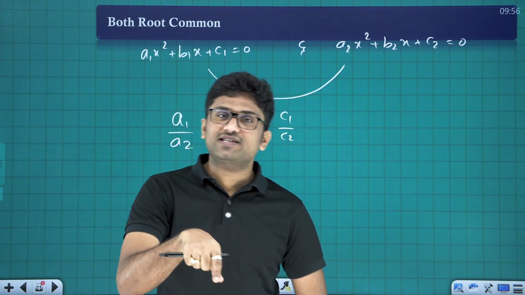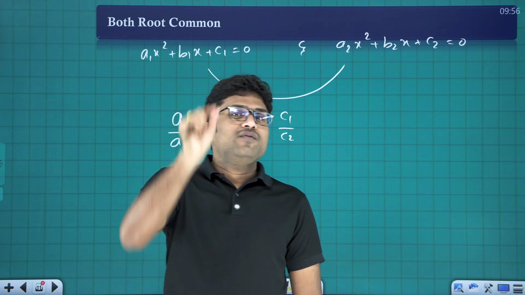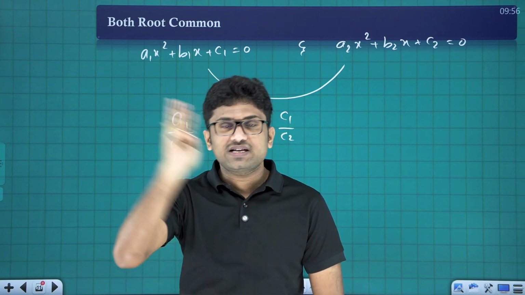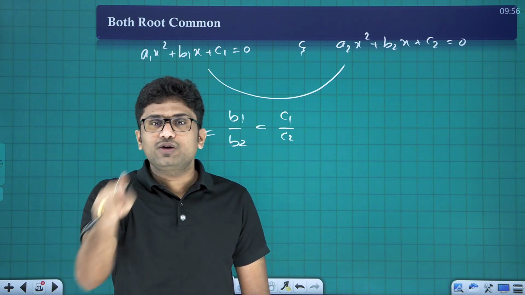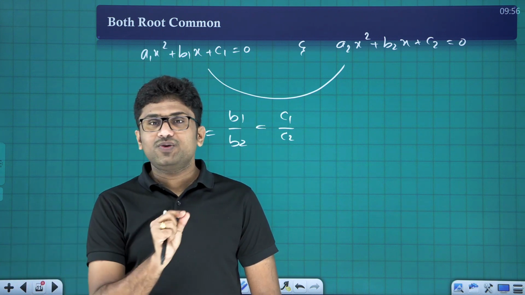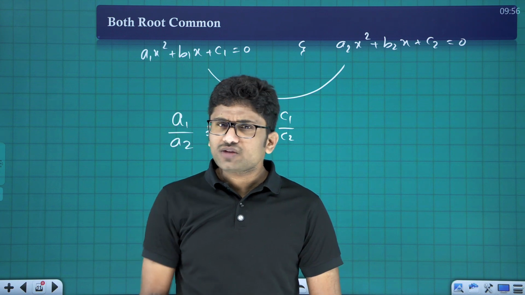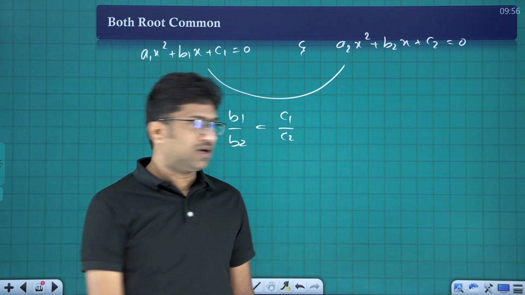If only one root is common, the approach is simple. Let alpha be the common root. We substitute alpha in equation 1 and equation 2, and we try to solve those two equations. That will give us the required answer. No need of remembering any particular formula.